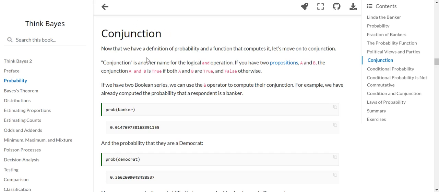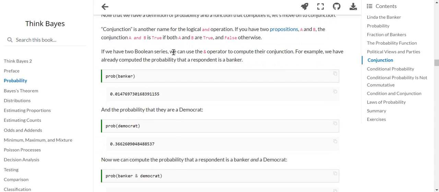Now the conjunction. Now that we have a definition of probability and a function that computes it, let's move on to a conjunction. Conjunction is another name for a logical AND operation. If you have two propositions A and B, the conjunction A and B is true if both A and B are true.